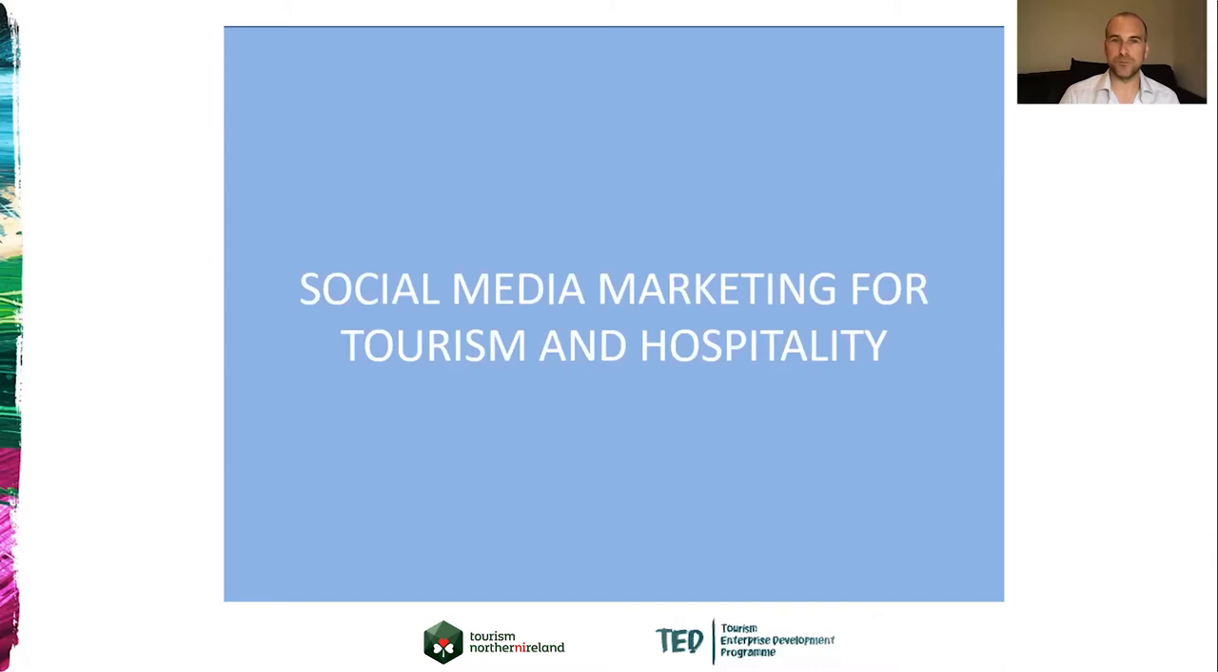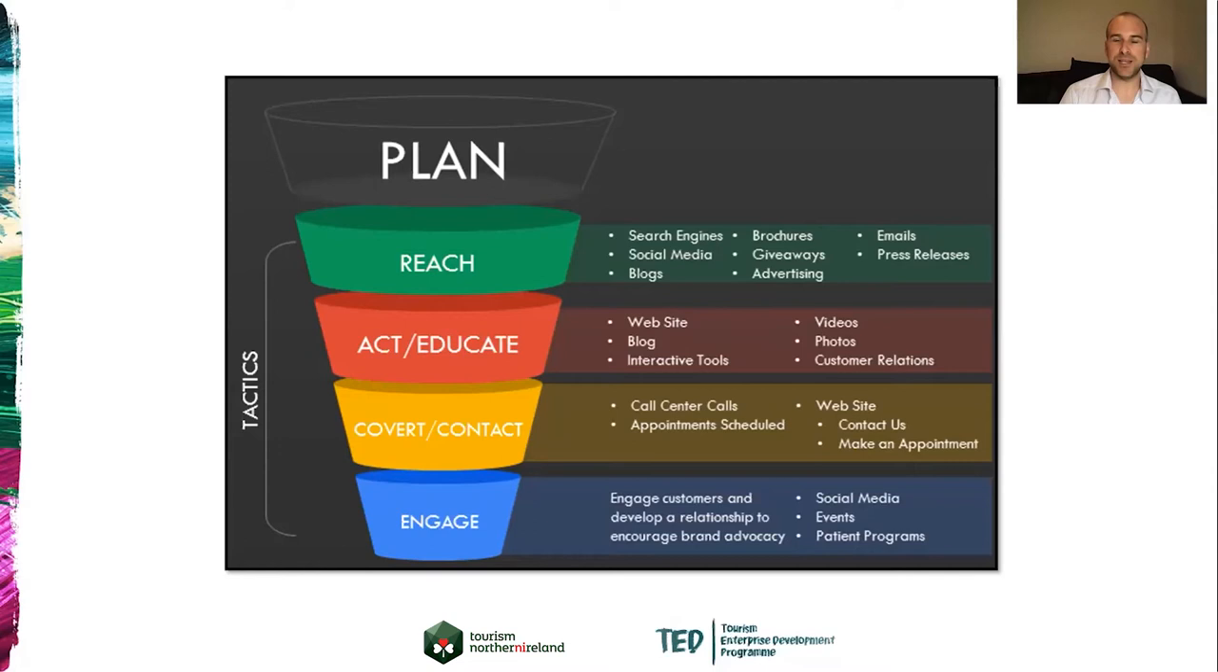So the first thing I wanted you to recognize is the importance of planning in marketing. And this is a great example of what's called the RACE network. RACE stands for Reach, Act, Convert, and Engage. It's basically an overview of how to put together a tourism strategy or a marketing strategy for your tourism business, starting off with planning before you do any type of business activity, and then into different tactics.